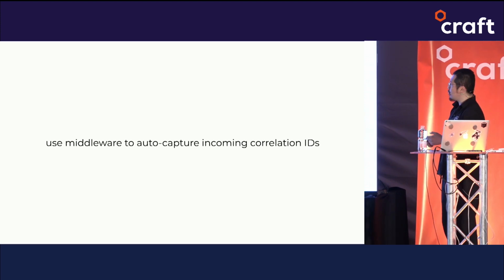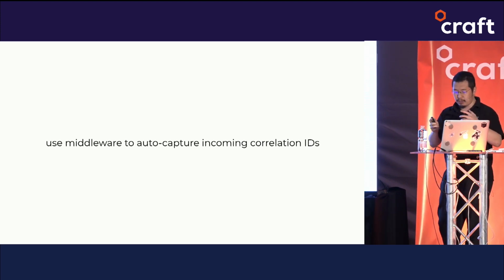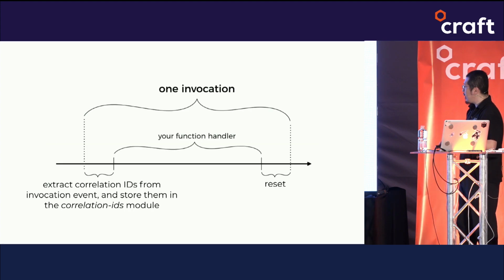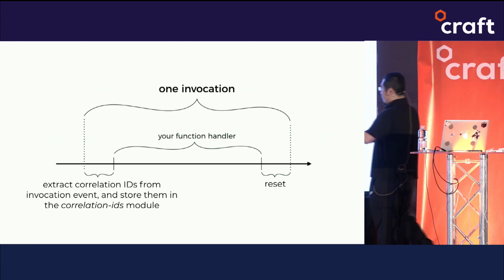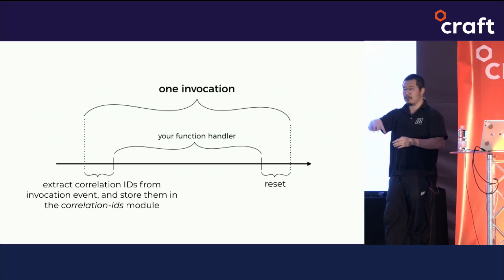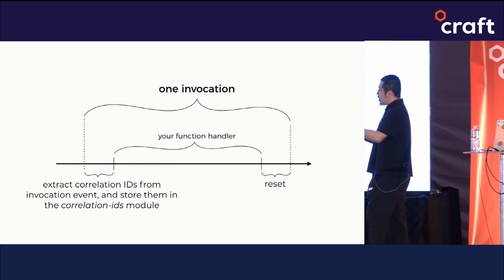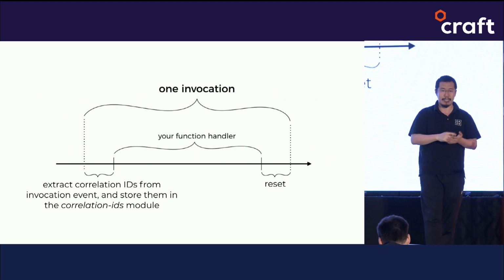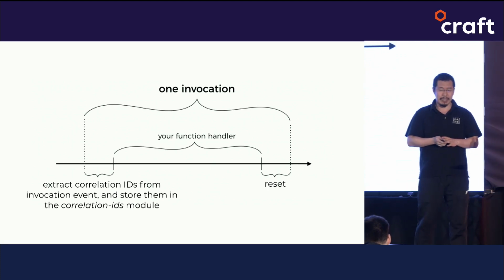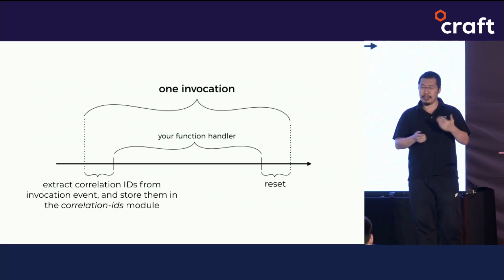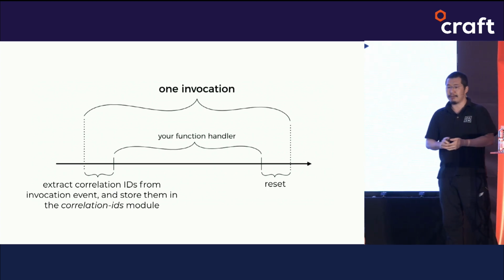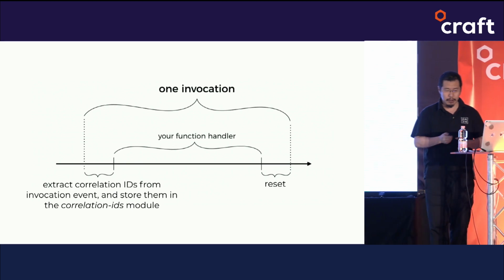And of course, we want to make it easy for you to just capture the correlation IDs as they come into your function. In this case, we also have a middleware that looks at the invocation event before it passes the control over to your function code. If the event comes in through API Gateway, then I know I can find the correlation IDs in the HTTP headers. If the event is SNS, then I know I can look for the correlation IDs in the message attributes, and the same goes for SQS and so on.